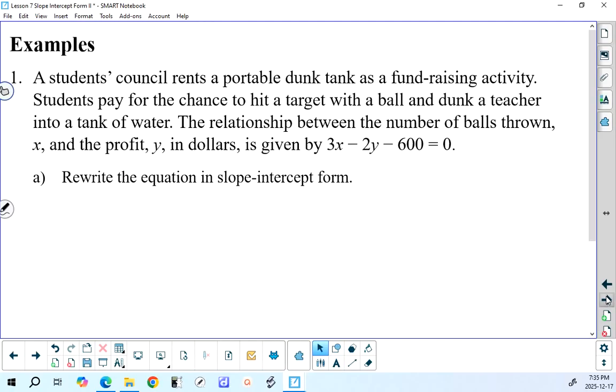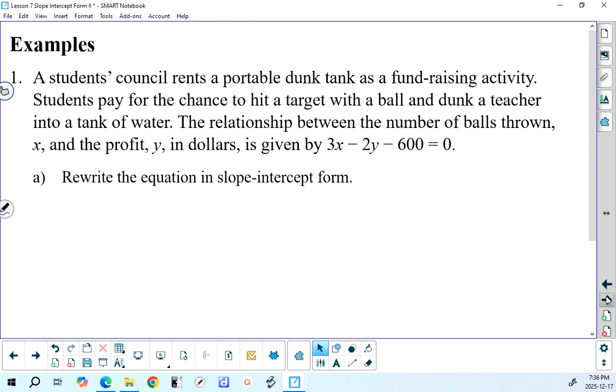So example 1, a student council rents a portable dunk tank in order to raise money. What happens is a teacher sits on top of a seat right above the tank of water, and students pay for a chance to dunk the teacher, and they get balls to throw at a target. And if they hit the target, then the teacher gets dunked. The relationship between the number of balls thrown and the profit is given by that equation. So the number of balls thrown is x, and the profit is y.